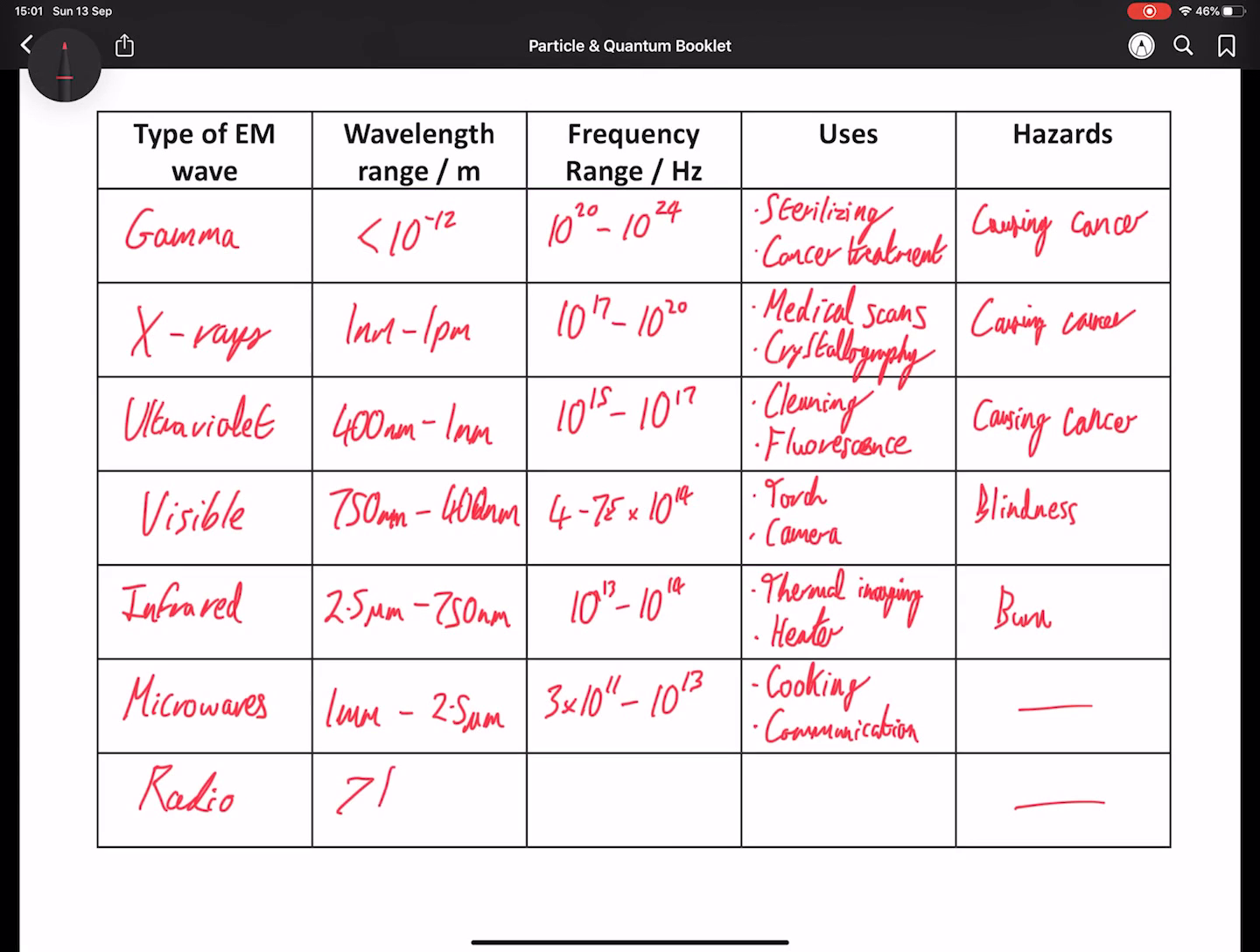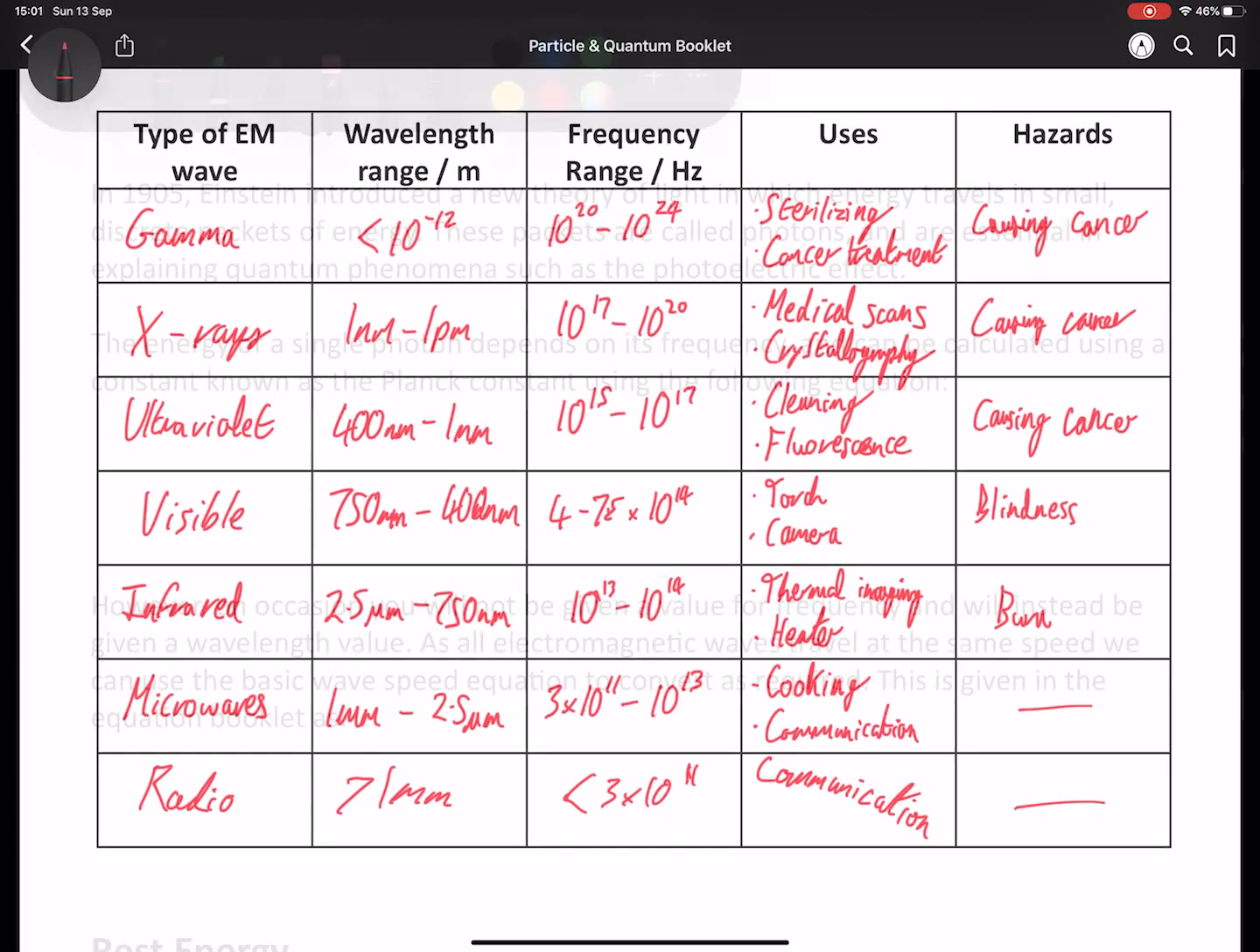Now, radio waves are going to be the biggest. So now we're going for anything greater than 1 millimeter as a wavelength, and a frequency less than 3 times 10 to the 11. That was the limit on the previous one. In terms of uses, the only relevant use for radio waves is communication. That includes listening to music on the radio, etc. It is a transmission of a signal carrying data. So that's the entire spectrum.